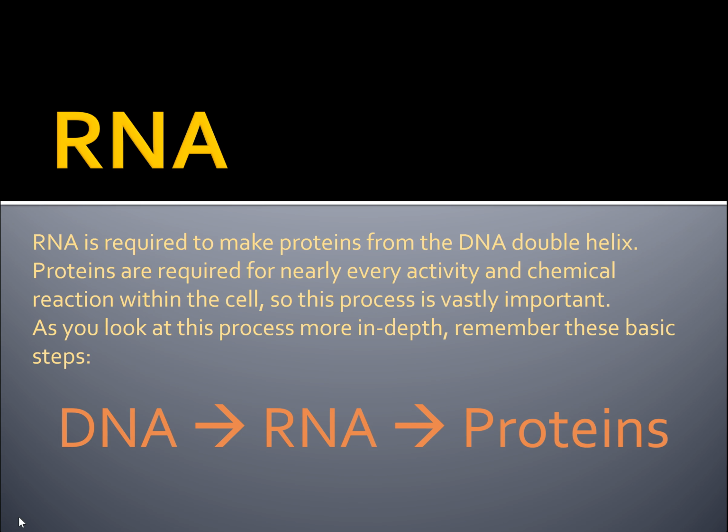RNA is required to make proteins from the DNA double helix. Proteins are required for nearly every activity and chemical reaction within the cell. We talked about proteins very early on in the course, and we looked at enzymes. Enzymes are a type of protein. So this process is vastly important. As you look at this process more in depth, remember these basic steps. We're starting with DNA, and then we will move to creating RNA, and from the RNA we will create proteins.